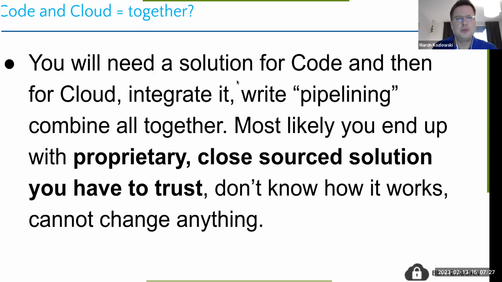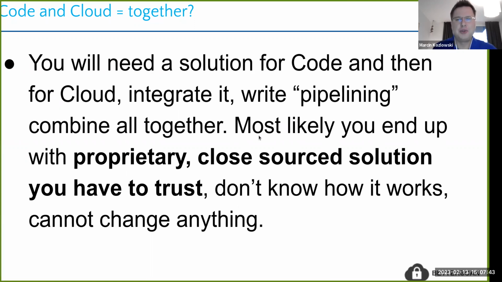And then you also need to find a solution for code and cloud. Most likely you have separate solutions for both. You need to integrate them, write the pipelining to combine it all together. And most likely you end up with proprietary, closed source solutions. You have to trust them, you don't know how they work, and you cannot change anything because you bought it from the vendor. So this puts you in a not optimal situation.